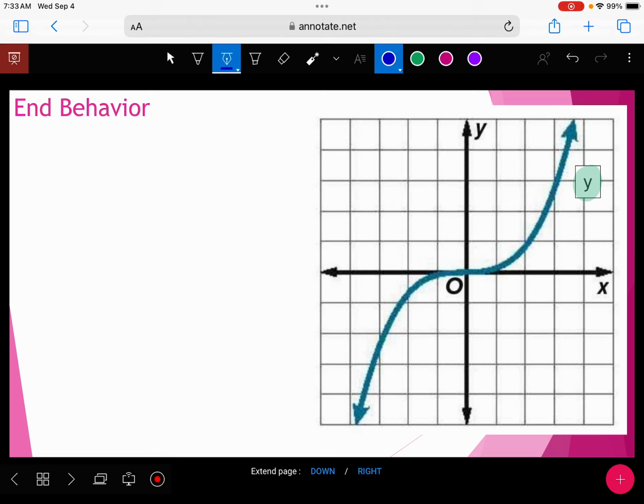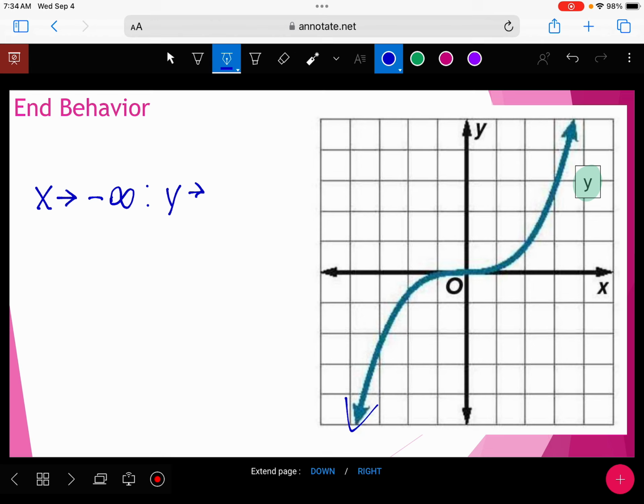Which one do you want to start with, left or right? Left. My left arrow points which way? Down. So for my left arrow we say as x approaches negative infinity, my y approaches negative infinity. It's going down.